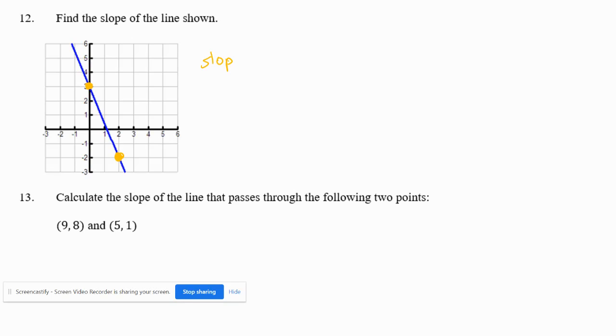Slope is represented by the letter m, which is the change in y over the change in x. So it doesn't really matter which point you start at. I like to go from left to right. So going from left to right, I would hit this point first. So that's where I want to start. And eventually I want to end up on the other one.